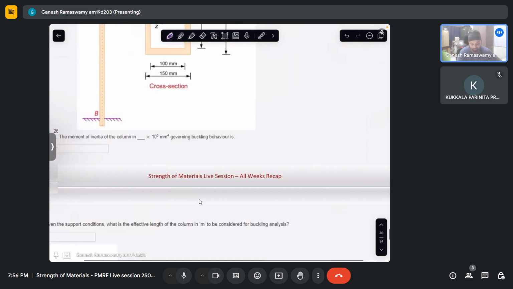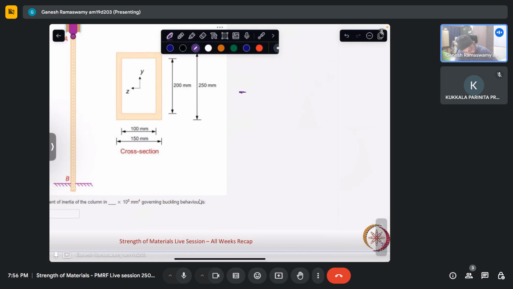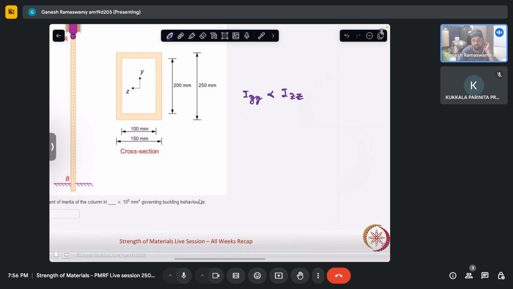So for the cross section we can see that Iyy is actually less than Izz, if you calculate and see, because the distribution of the area is more along the y direction, so Izz will naturally be more. Therefore, which moment of inertia will govern the buckling behavior? Whichever is the least. So Iyy will govern.